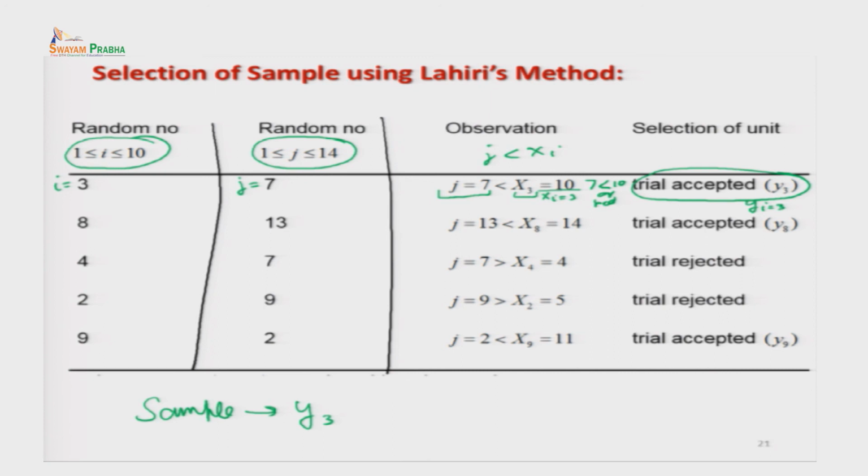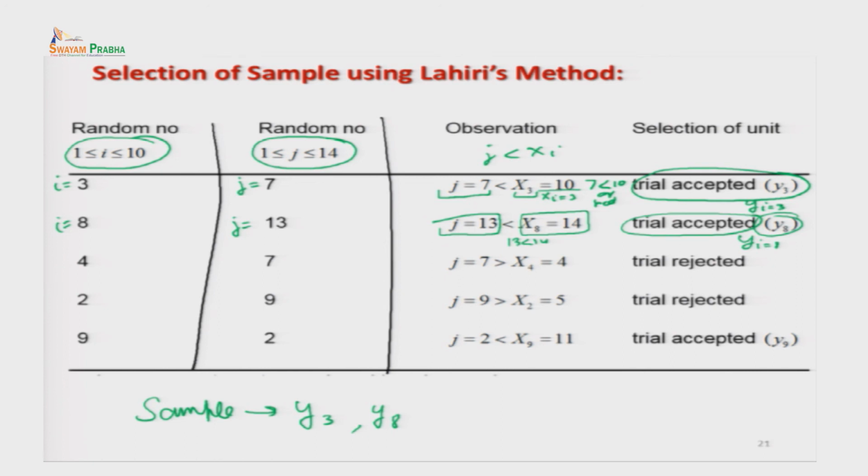Then I try to draw one more pair of random numbers, and suppose i comes out to be 8 between 1 and 10 and j comes out to be 13 between 1 and 14. Then if you try to see this condition, j is less than xi, so j equal to 13 and xi here is x8 whose value is 14. So you can see that 13 is less than 14, this is correct. So this trial is accepted, and the corresponding value of y, i equal to 8, that is y8, enters into my sample. So I can add one more observation y8. So now I have got a sample of size 2 and both my trials have been accepted.